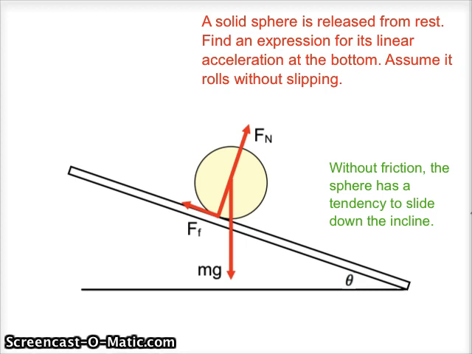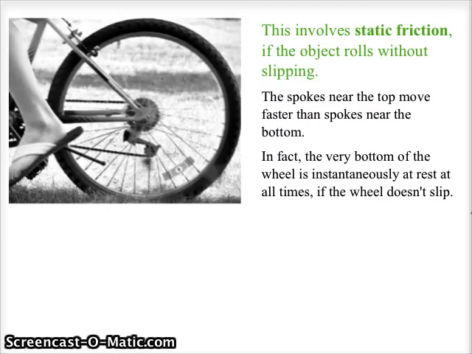If there was no friction, it would tend to slide down. Therefore, friction must point up the incline. But what type of friction do we have here? Well, turns out that this friction is actually static friction, which is a little confusing because obviously the object is moving, and so it seems as though kinetic friction would be used. However, the actual point of contact is not moving at any particular instant.